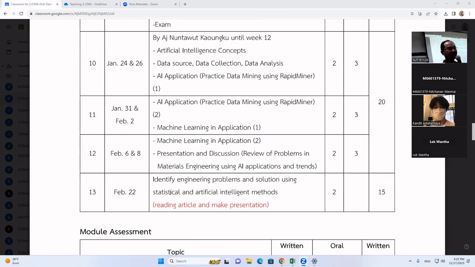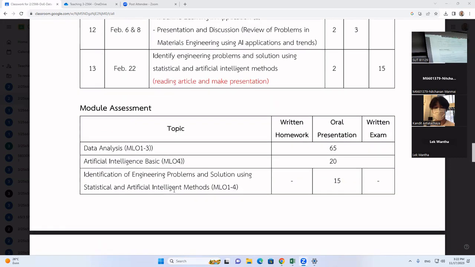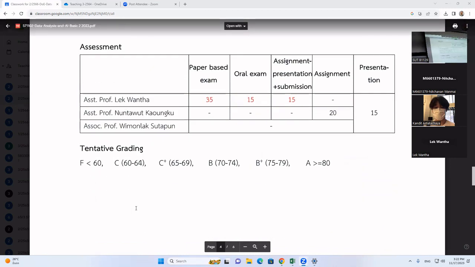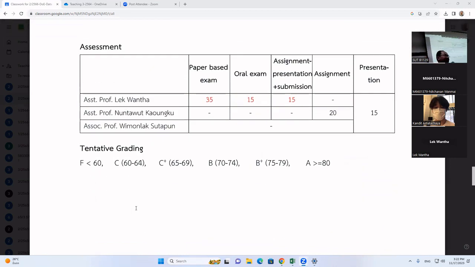Okay, and also for task evaluation, we have data analysis. Okay, we have 3 parts. We have a paper-based exam, right? We have the paper with the only one at the end of the class. And also we assign your homework or assignment. And also you have to present homework.